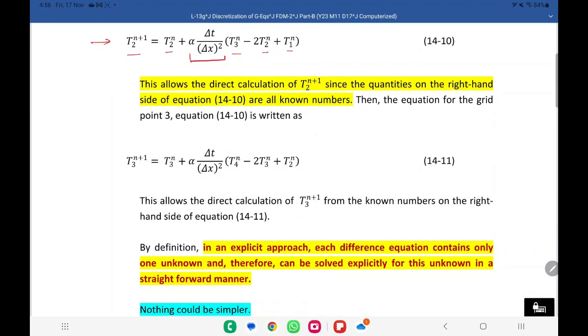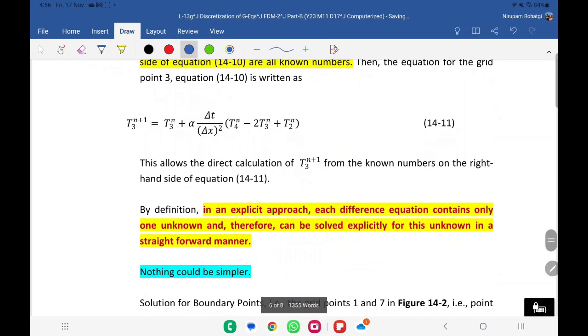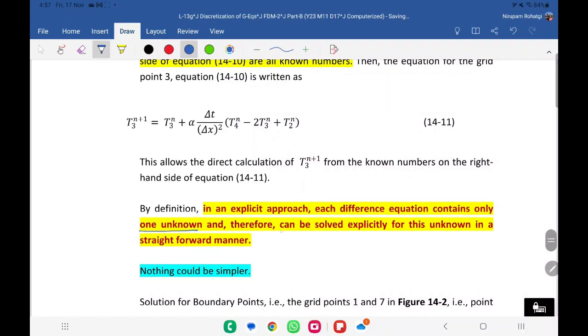By definition, in an explicit approach, each difference equation contains only one unknown. So there is only one unknown here, and therefore it can be solved explicitly for this unknown in a straightforward manner. You can do it simply, there is no problem. Nothing could be simpler than this. If this were the solution approach, CFD would have been very simple. What is the problem?